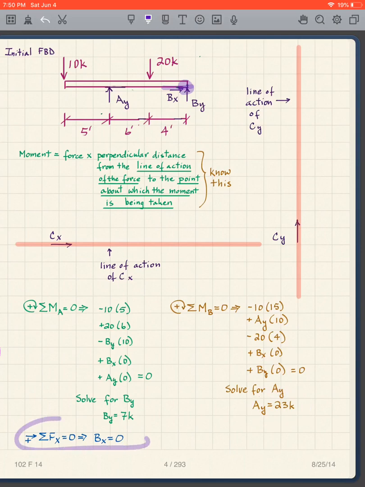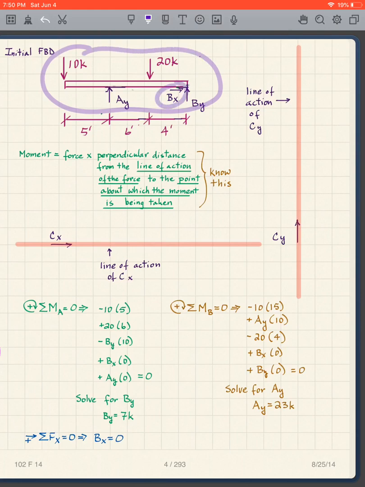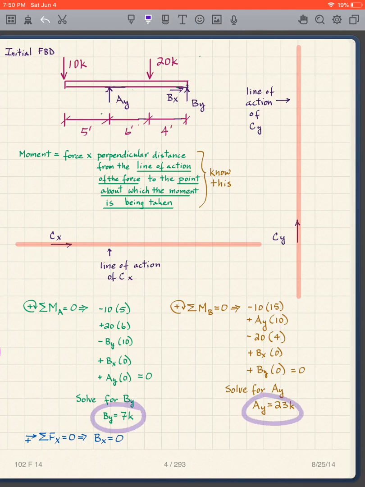Now you can use the sum of the forces in the x direction equals 0. Well, what do I have here? If I look at this, I only have one force in the x direction, it's Bx, and so I get Bx equals 0. So I only have one of them. Okay, so my unknowns: By is 7 kips, Ay is 23 kips. Now what do I do?